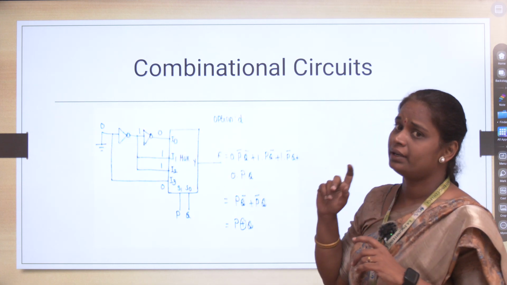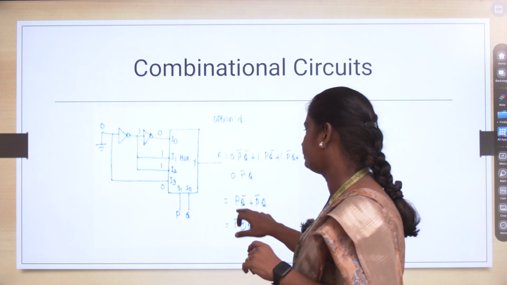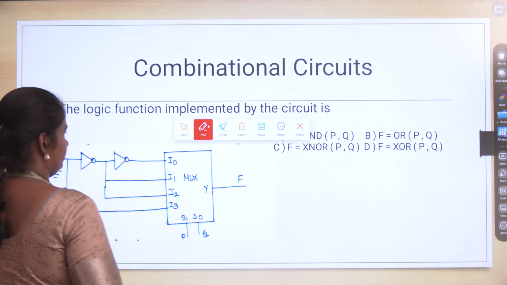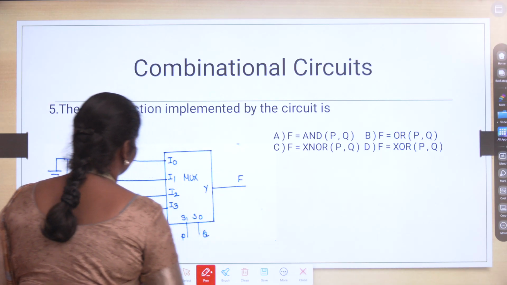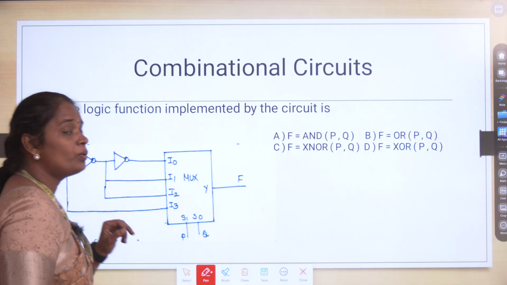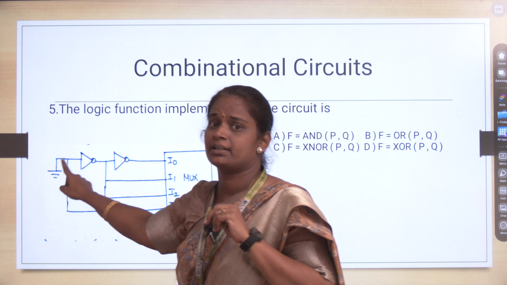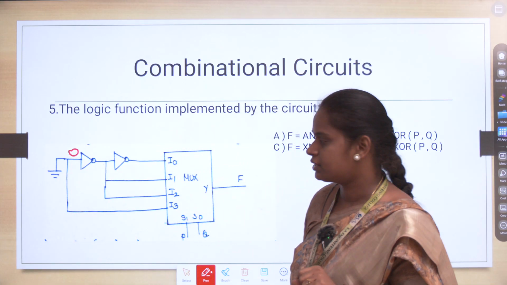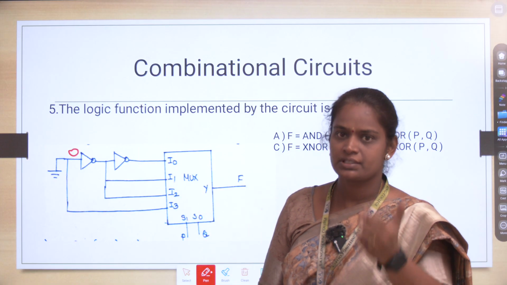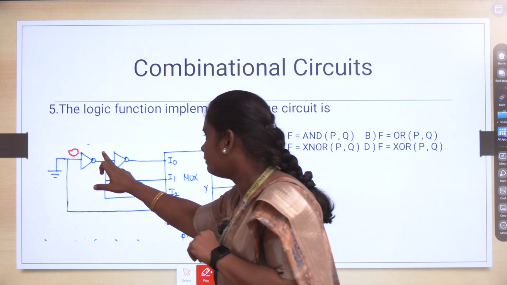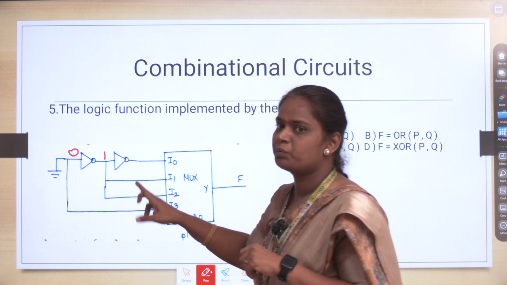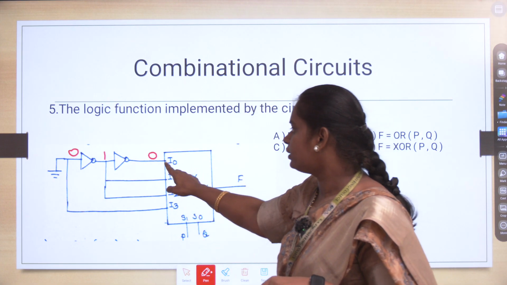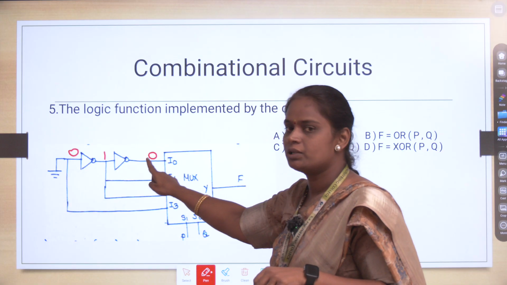Here we are using two NOT gates. The ground is connected with the first NOT gate. The ground means the input is nothing but 0. It is given to the NOT gate. For the NOT gate, if you give 0 as the input, 1 is the output. If you give 1 as the input to the next NOT gate, the output is 0. Your I0 is connected with this NOT gate, so the I0 value is equal to 0.